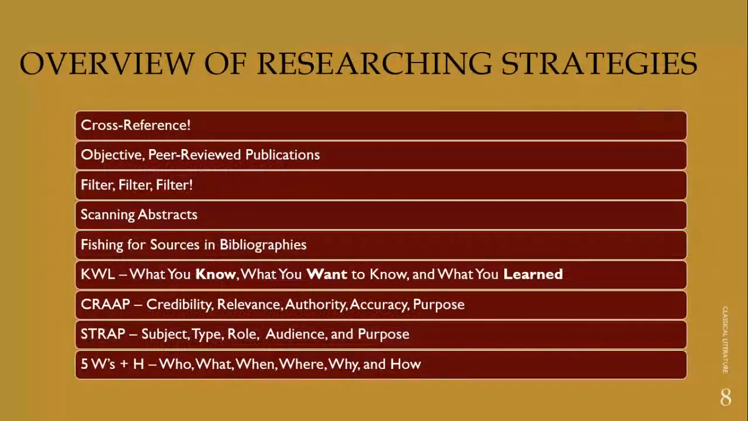So here's a quick overview of some researching strategies that I find very useful to talk about here. Cross-referencing is essentially finding more than one source that supports the same conclusion. So-and-so said they found this in their research, and so-and-so also found the same thing in their research. Therefore, it's cross-referenced, and we can say that's a stronger piece of evidence than if it was just one or the other.